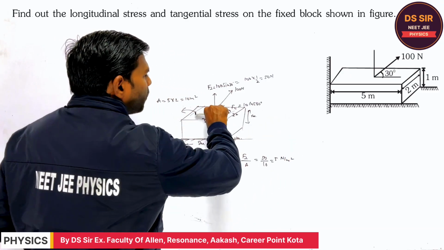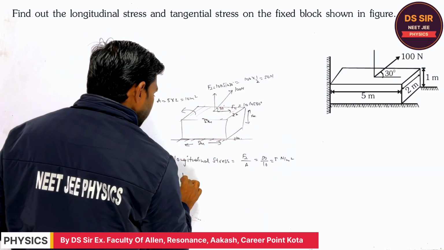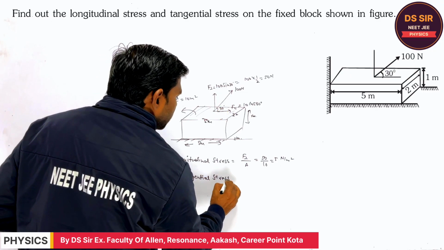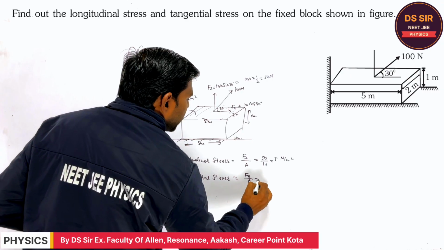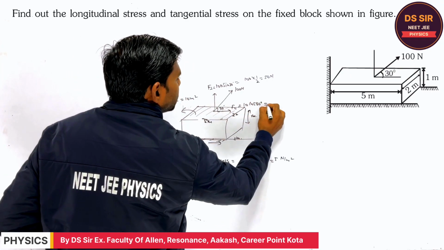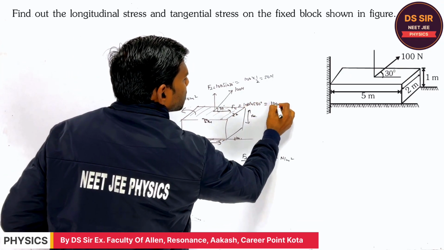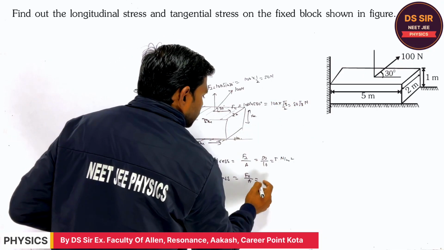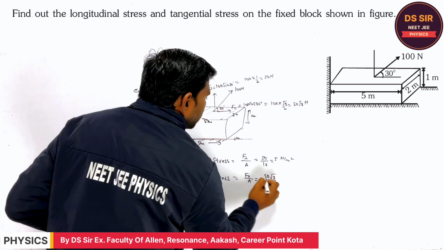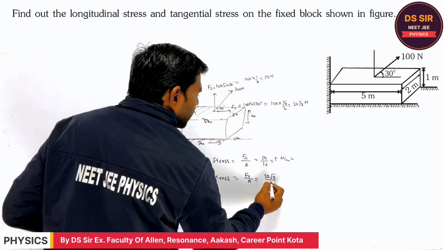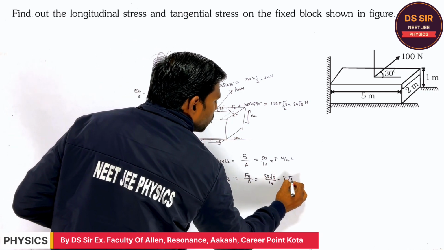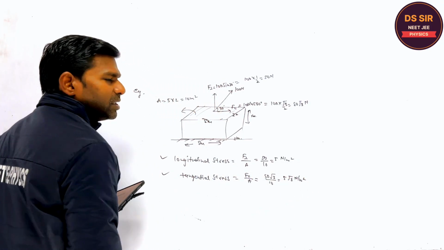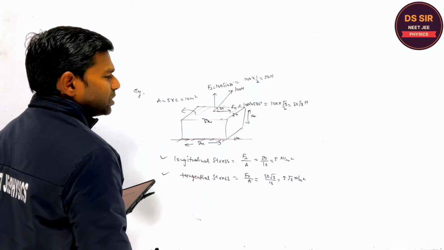And what about the shear stress or tangential stress? Tangential stress is nothing but the parallel force applied divided by area. The parallel force is equal to 100 cos 30, which is root 3 by 2, so it is 50 root 3 Newton. Divided by the area, which is 10, it is equal to 5 root 3 Newton per meter square. So this is the longitudinal stress and this is the shear stress or tangential stress.